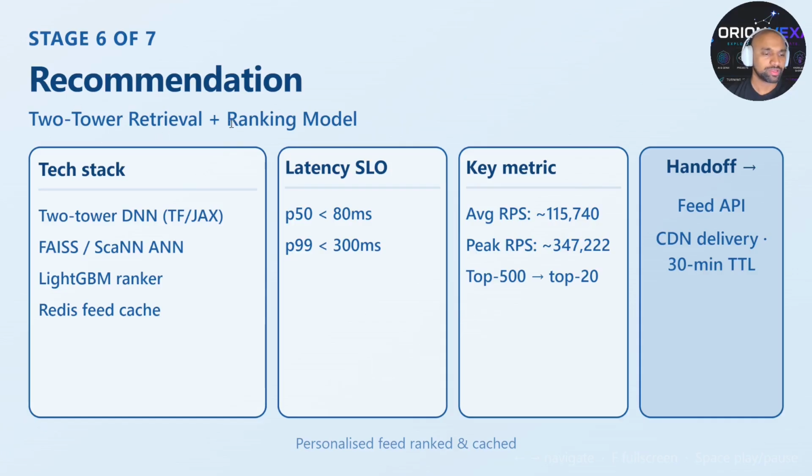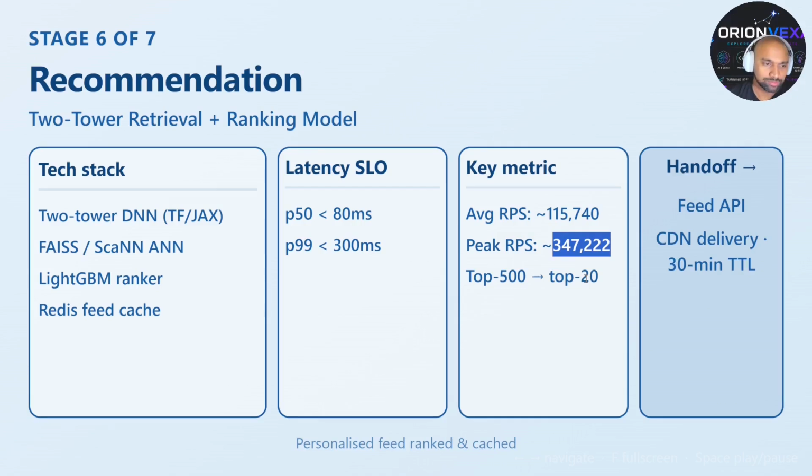We are using a two-tower retrieval and ranking model. The tech stack is a two-tower DNN, a deep neural network. The vector DB uses FAISS, ScaNN, and we use a LightGBM ranker and a Redis feed cache. For latency, 50% of requests will be served in 80 milliseconds, and 99% of requests in less than 300 milliseconds. That is the SLO. Key metrics: average RPS is the average requests per second, peak RPS is 3 times the average, and the top 500 are narrowed to the top 20.